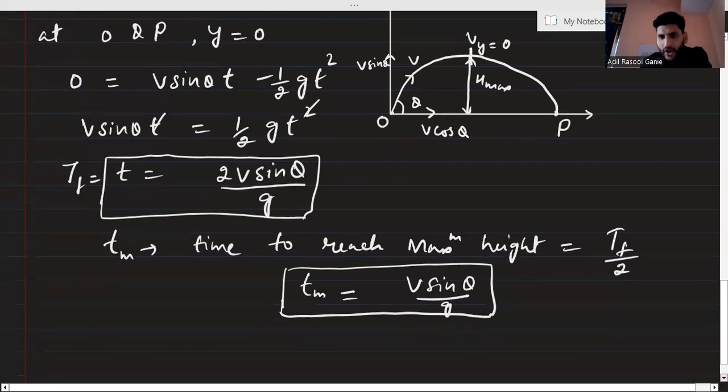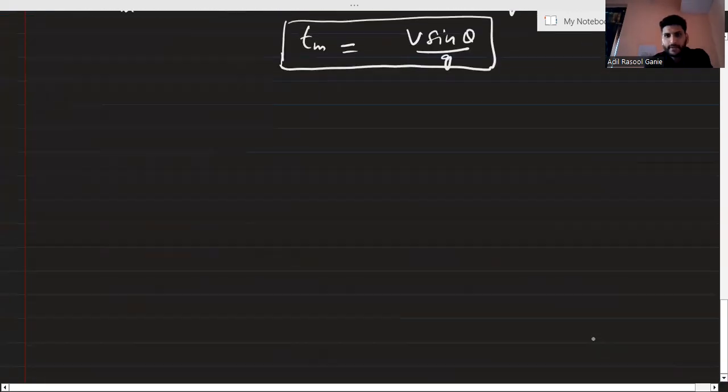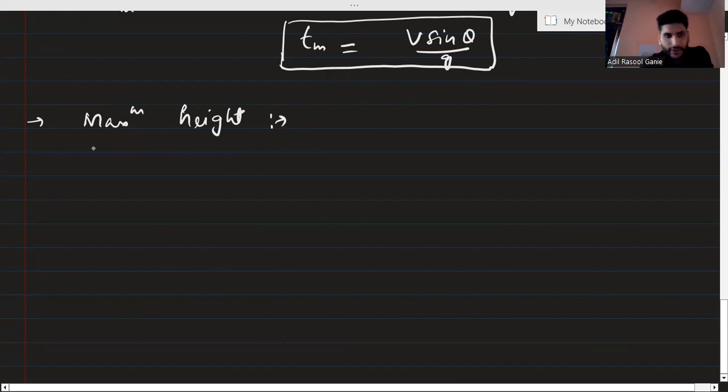Okay, now let's talk about the maximum height attained by the projectile during its motion.